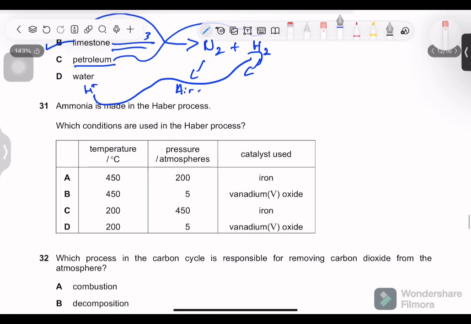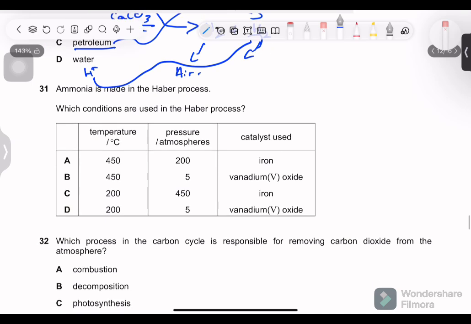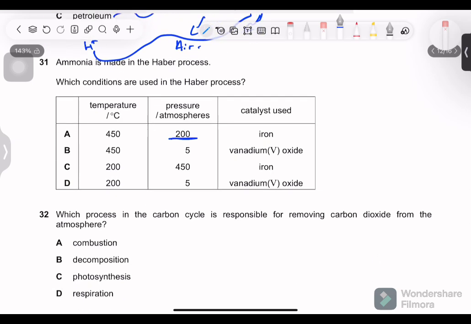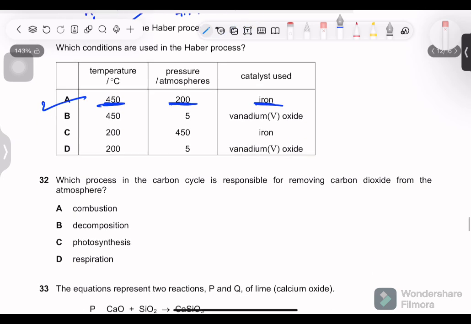Ammonia is made in the Haber process. Which conditions are used in the Haber process? So this is purely recall. Pressure is 200, yes, temperature is 450, catalyst is iron. You should be remembering this. This is the other way around.